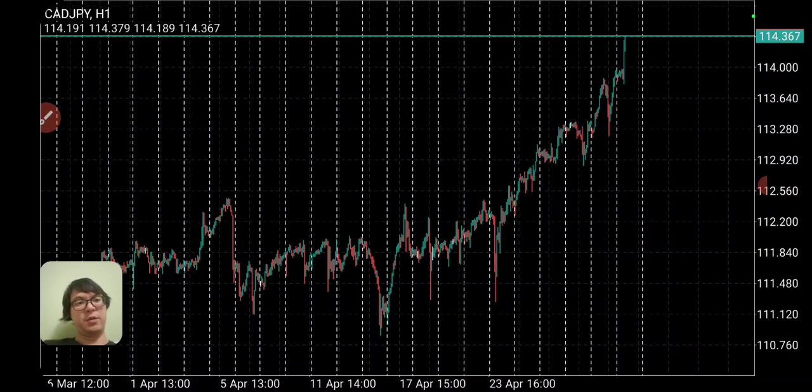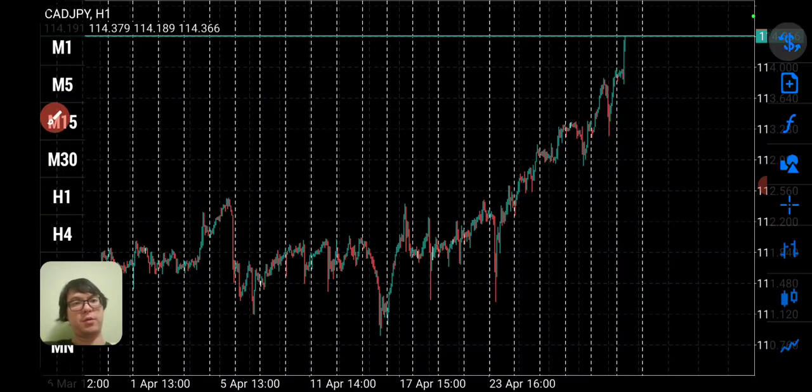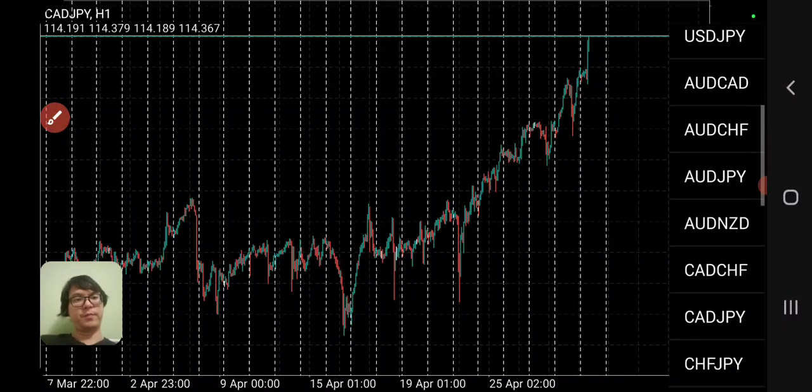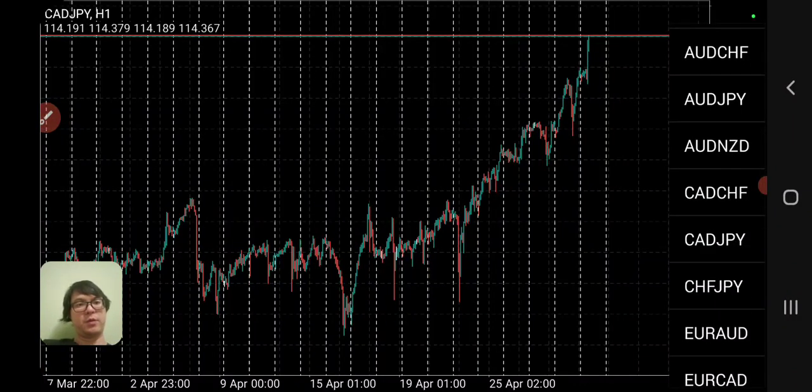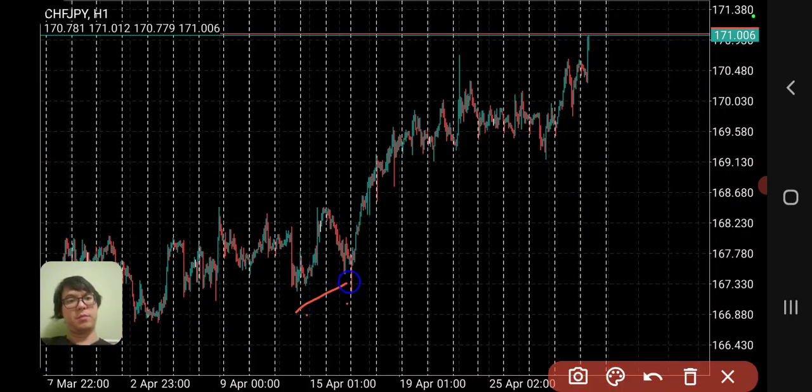Cat yen, shooting up, no break, no resistance, no trade. Sweet yen, uptrend, no break, no resistance, no trade.